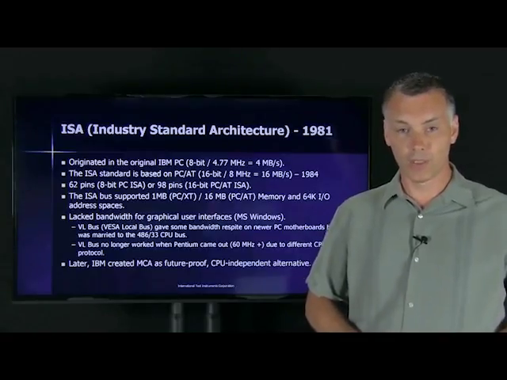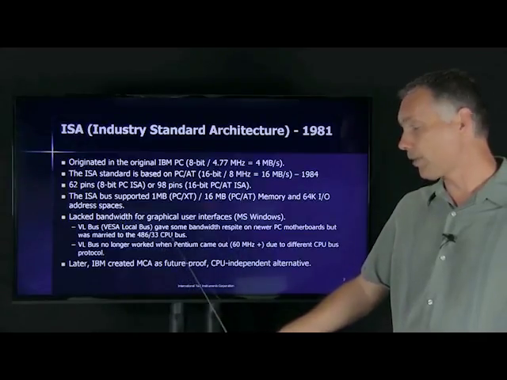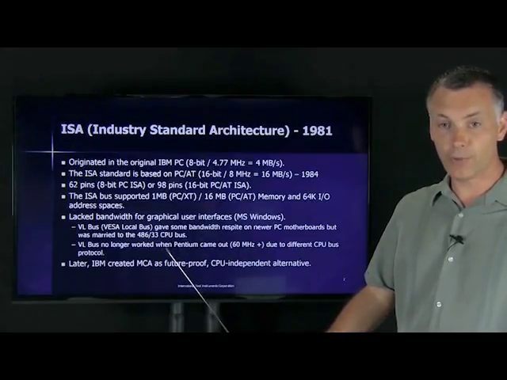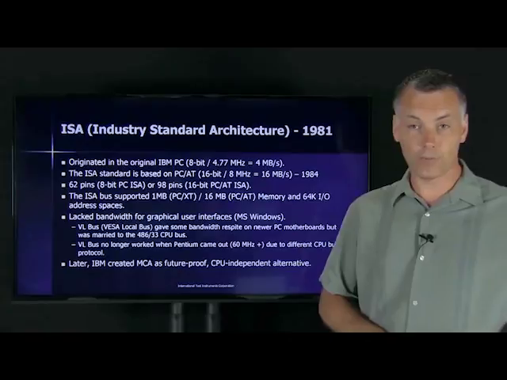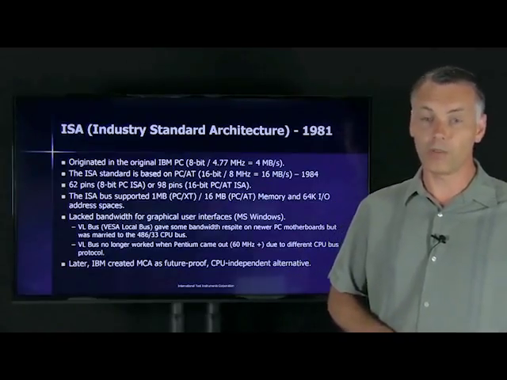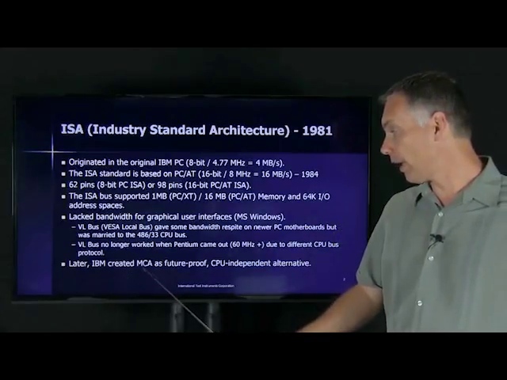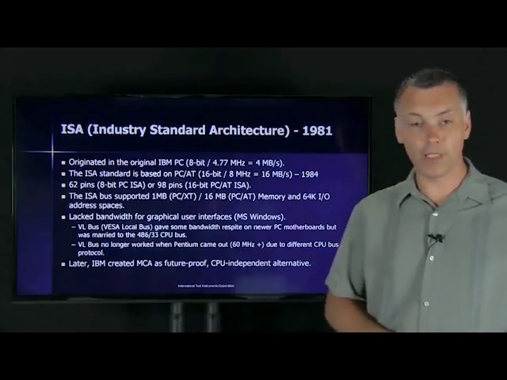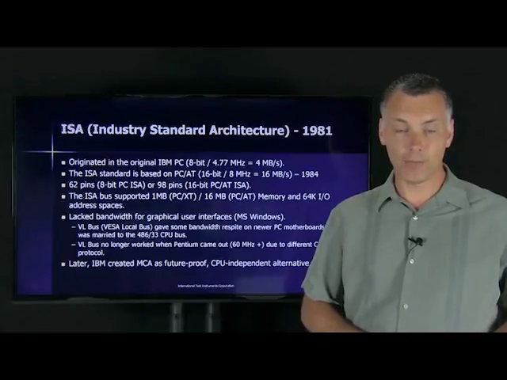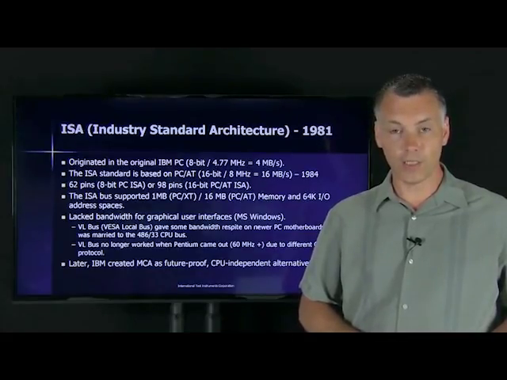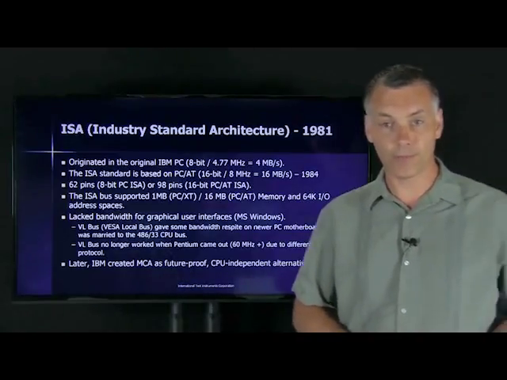And the problem, of course, with doing that is that they married it to the 486 CPU bus protocol, and when other CPUs came out, particularly the Pentium, it used a different bus protocol, and the VL bus was no longer an option. It simply didn't work. Later on, IBM tried to create a future-proof and CPU-independent alternative to the ISA bus as part of their MCA microchannel architecture design. And we'll talk about that bus and the VL bus in some future slides.